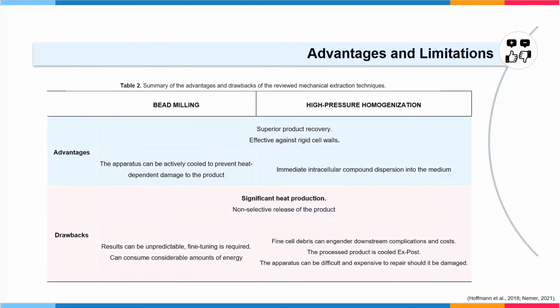Moreover, both methods have been shown to be effective against rigid cells, but unfortunately, they also involve a significant heat generation, which leads to damage by denaturation of the product of interest. For this reason, it's essential that these technologies provide a rapid chilling of the effluent, or an active cooling of the apparatus, as seen as one of the advantages for bead milling.